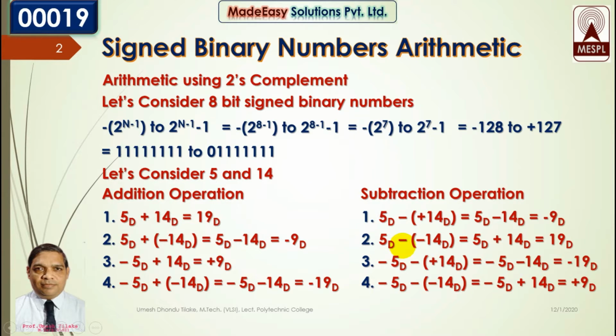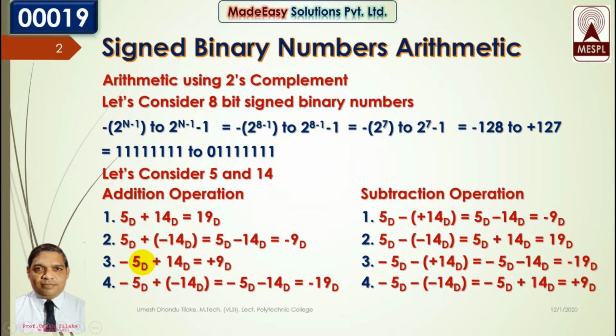Now if you compare all these 8 equations, we will find that equation 1 of the addition operation is similar to equation 2 of the subtraction operation. You can see over here, 5 plus 14 is equal to 19. Similarly, equation 2 of the addition operation is similar to equation 1 of the subtraction operation. 5 minus 14 is equal to minus 9. You will get the same here, 5 minus 14 is equal to minus 9.